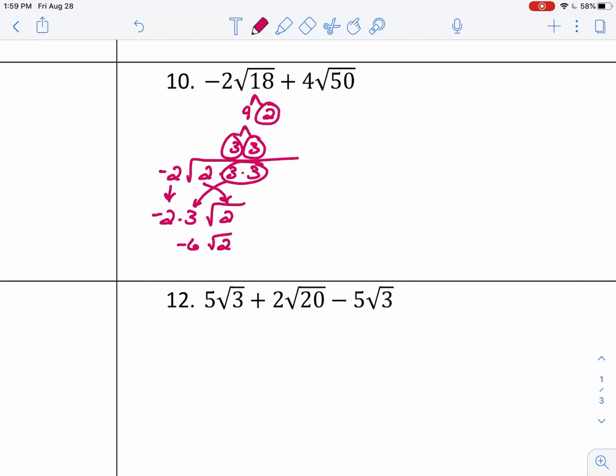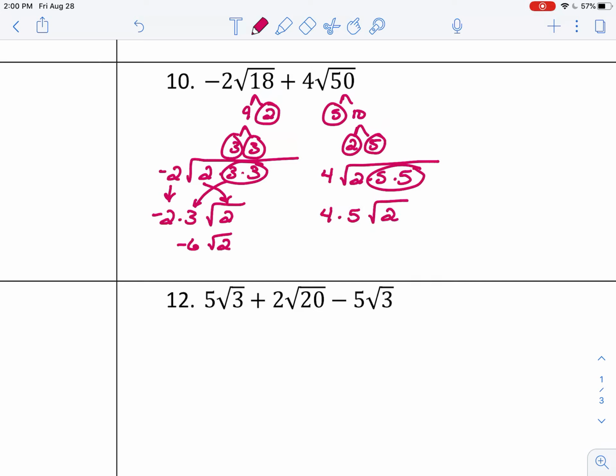4 root 50, when I break that apart, I'm going to use 5 and 10. 5 is good, but this is a 2 and a 5. So I'm going to write the number out front. 50 becomes 2 times 5 times 5. Pairs make perfect squares. Square root of 25 gives me a 5, but left over is my 2. That's a 20 square root 2.